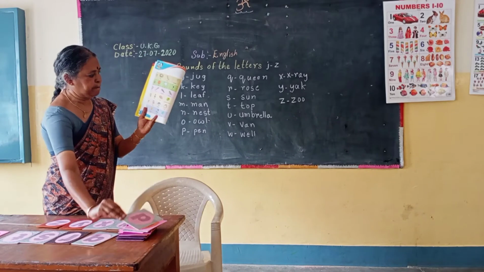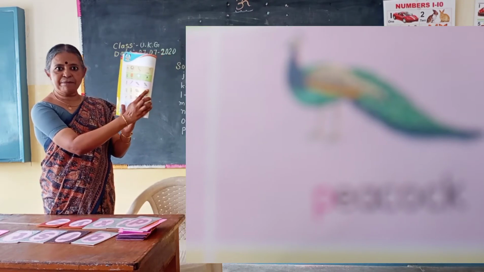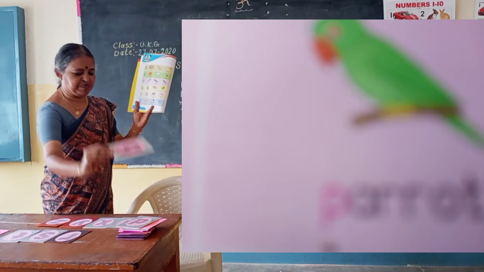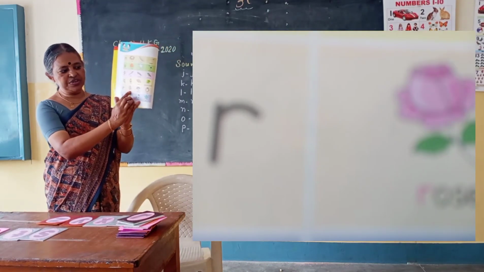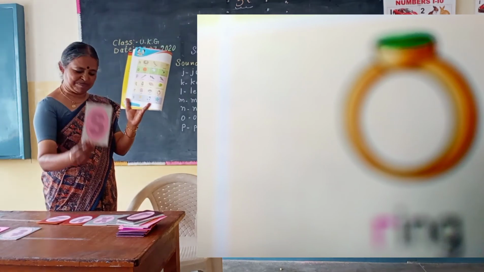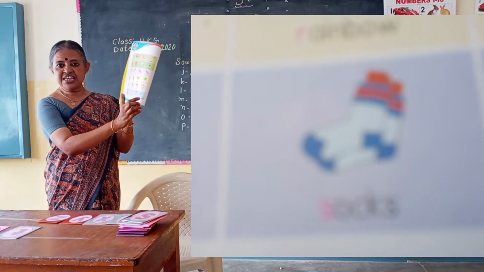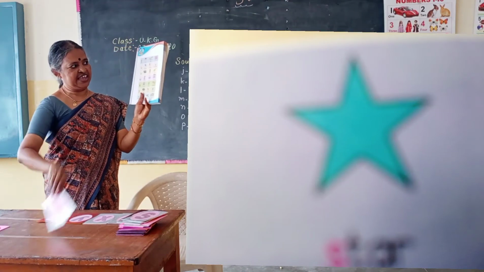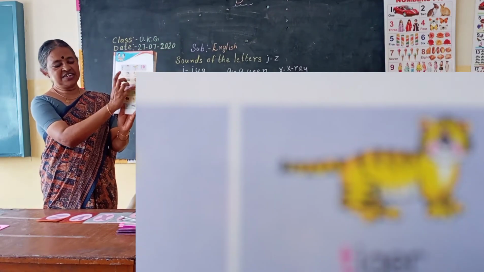Letter is P. P for pen, P for peacock, P for parrot. Q. Q for queen, Q for quilt, Q for question mark. R for rose, R for rainbow, R for ring. S for sun, S for socks, S for star. T. T for tiger, T for ten.